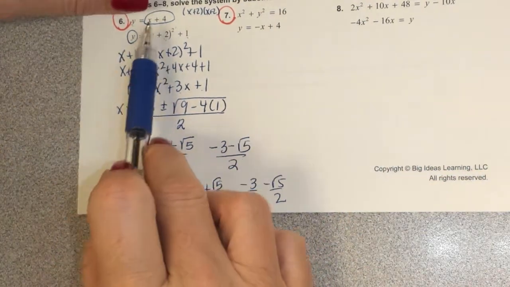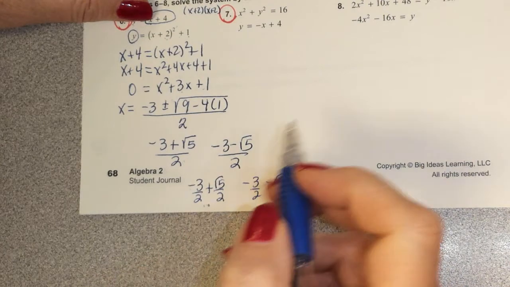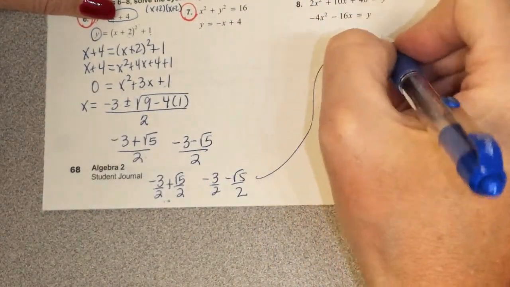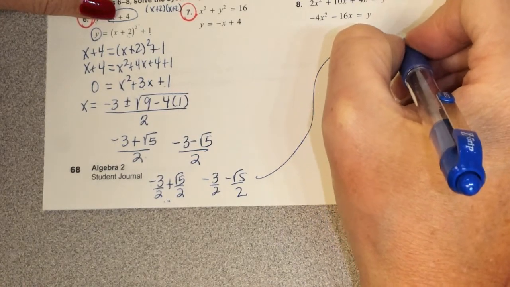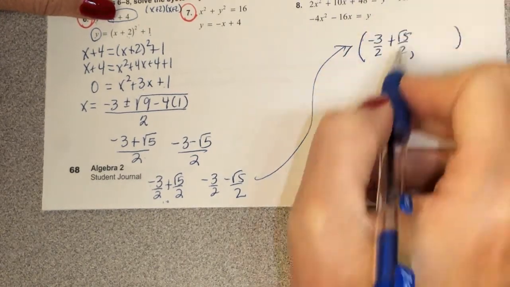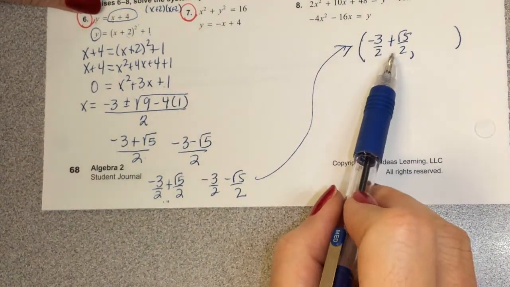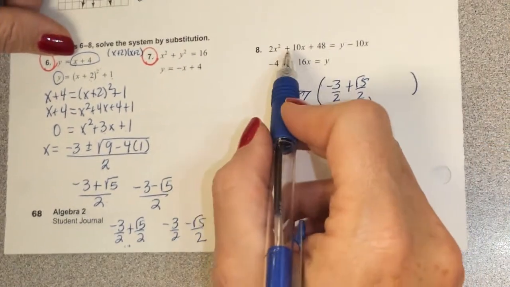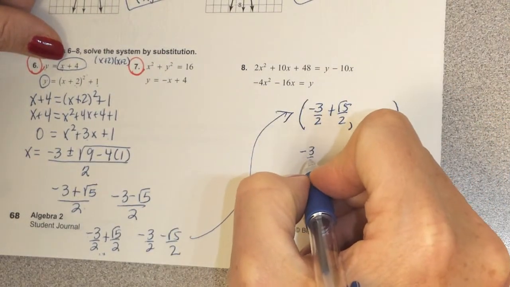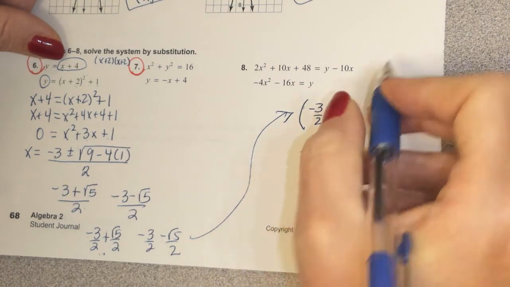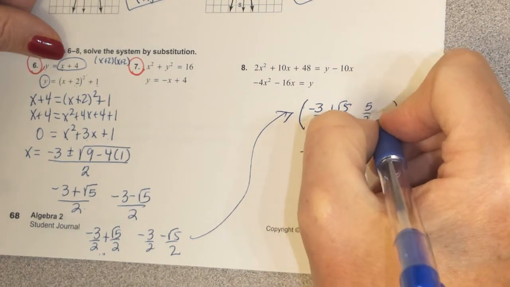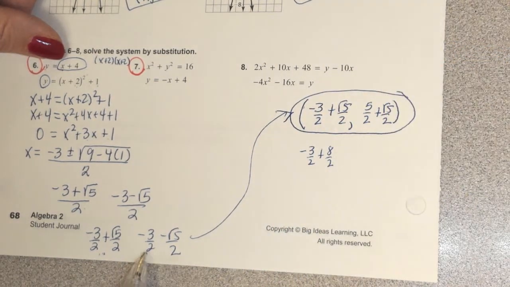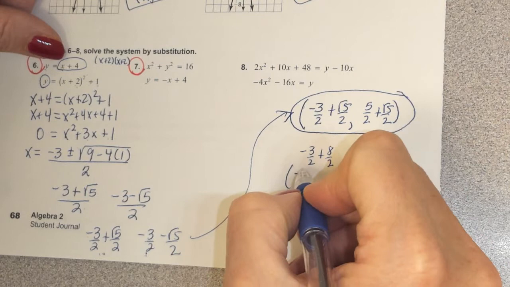So now to find out what y is for this point, I'm going to have to go over here. So my first point is negative 3 over 2 plus radical 5 over 2. That's my value for x. Well, y is always going to be this answer plus 4. So I'm going to take negative 3 halves plus 4. That's going to give me 5 halves plus radical 5 over 2. So there's one of my points. My other point's this one.